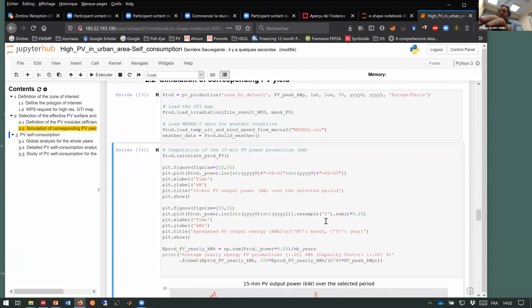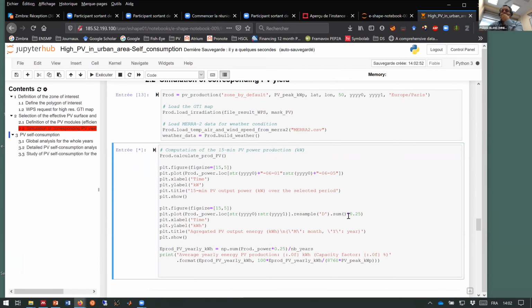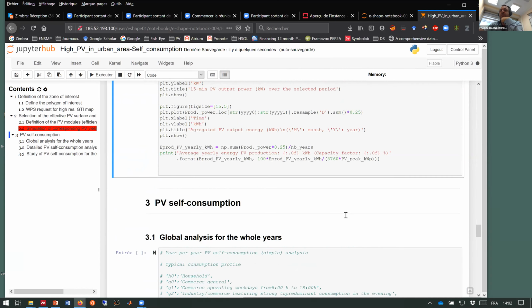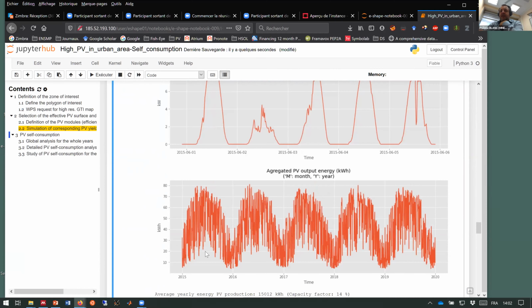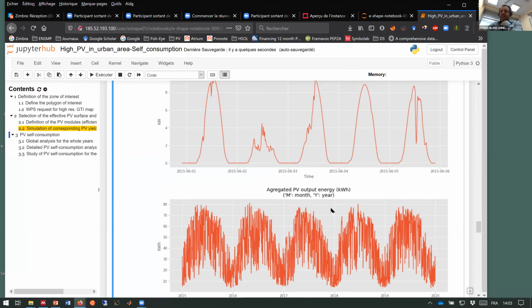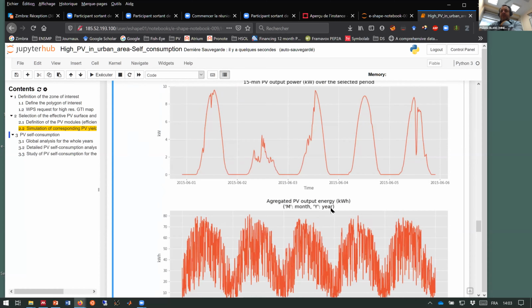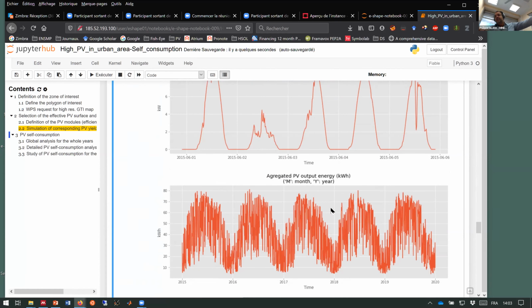And I can also select it on a daily basis, which is quite simple thanks to the Pandas data frame for people who are familiar with this type of thing. And this is the daily production of my PV system for the 5 years I have selected. Okay. So we have selected the polygon. We have done the PV simulation.